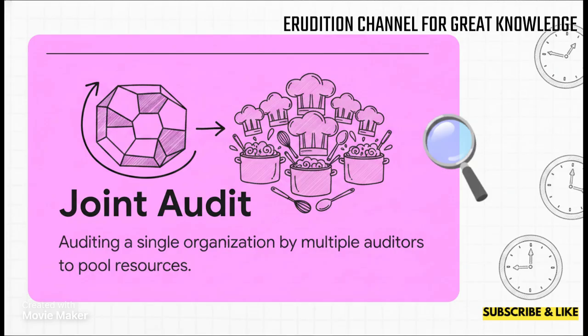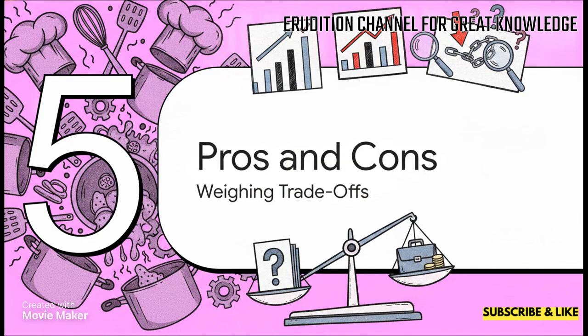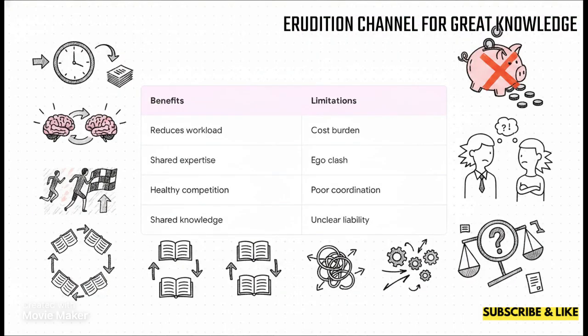It's kind of like putting multiple expert head chefs into the exact same kitchen so they can prep a massive, complex banquet together. Section 5. Pros and cons. Weighing the trade-offs. Because let's be real, having multiple head chefs can sometimes lead to chaos. Let's look at both sides of the coin here.